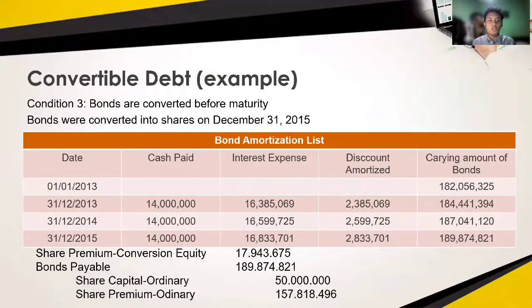In condition 3, bonds are converted before maturity. For example, bonds were converted into shares on December 31, 2015. So it's 3 years after issuing the bonds.